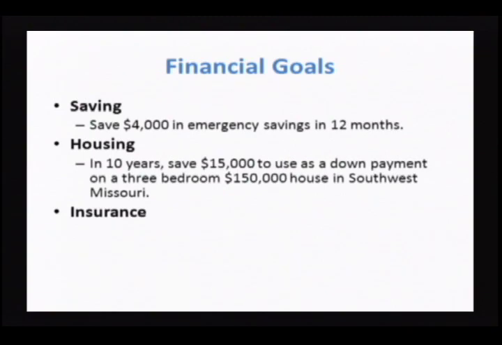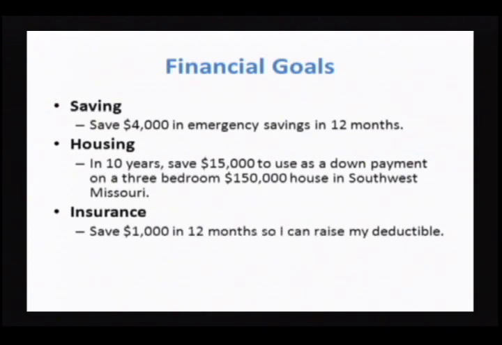Well, maybe we want to raise our deductible so that we can lower the cost of our insurance. How about setting a goal here to save an extra $1,000 in 12 months so I can raise my deductible? Maybe we already have our emergency savings in place. Now I'm going to try and save another $1,000 to put into that emergency savings plan so I can raise my deductible from $250 to $1,000 and save each month on my monthly insurance premium. But before I do that, I've got to make sure I have that money so when I do have that accident, I'm able to cover my share of the insurance.